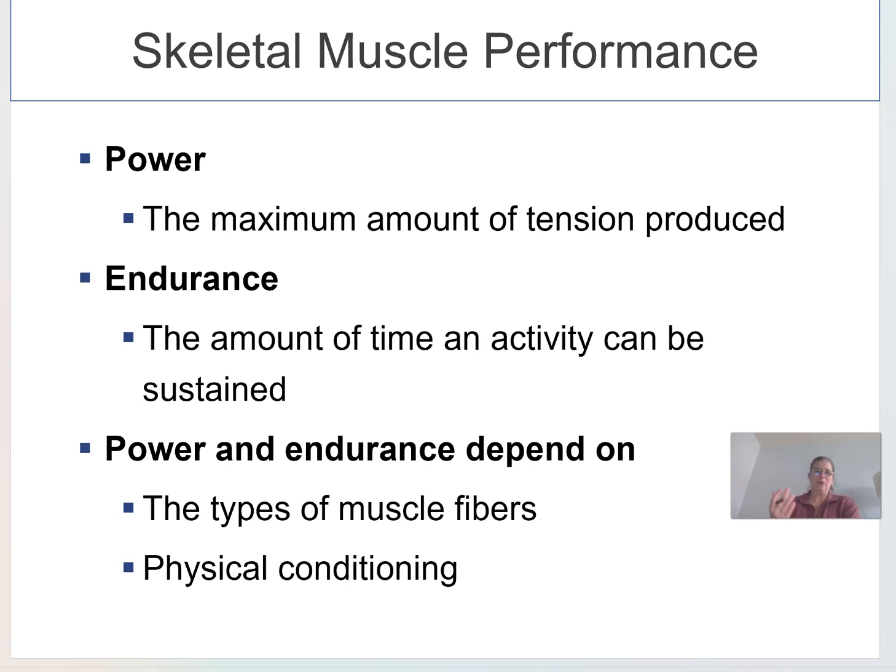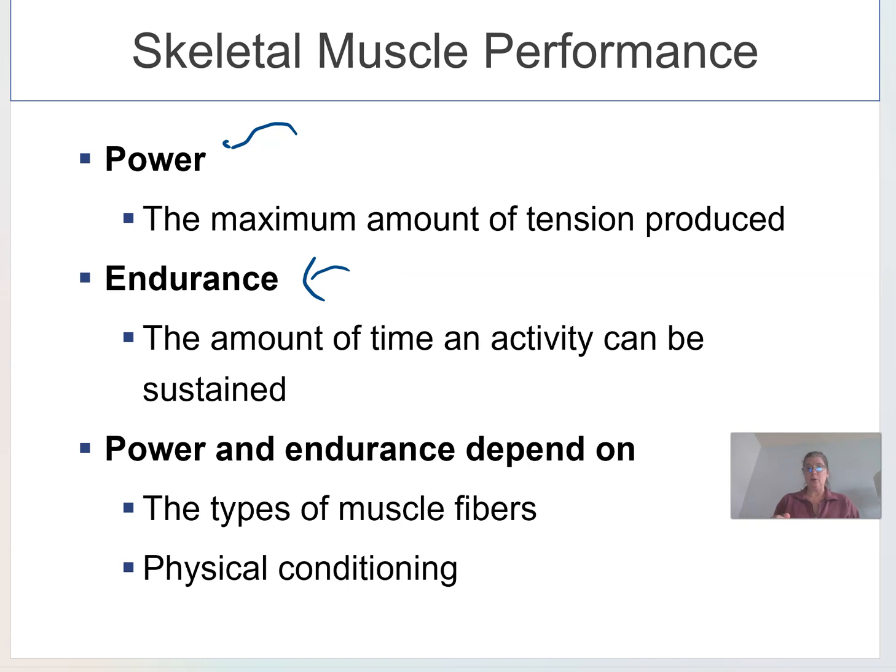Now let's look at some things that happen with conditioning. There's a couple things we look at. There's power and there's endurance when you're looking at skeletal muscle performance. Power is like how fast, right? Quickness, how fast you can produce the force. Endurance is how long you can sustain the activity. And power and endurance, we know, are going to depend on muscle fibers. Our power fibers are going to be more of our type 2s, especially the 2X.